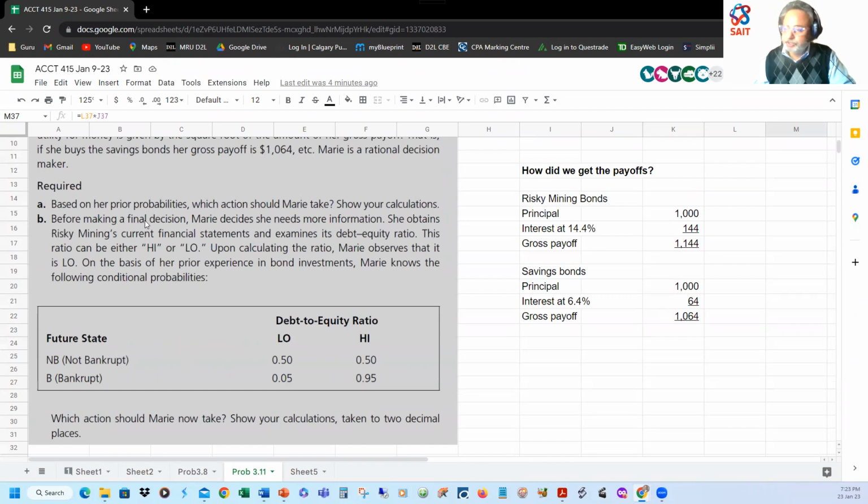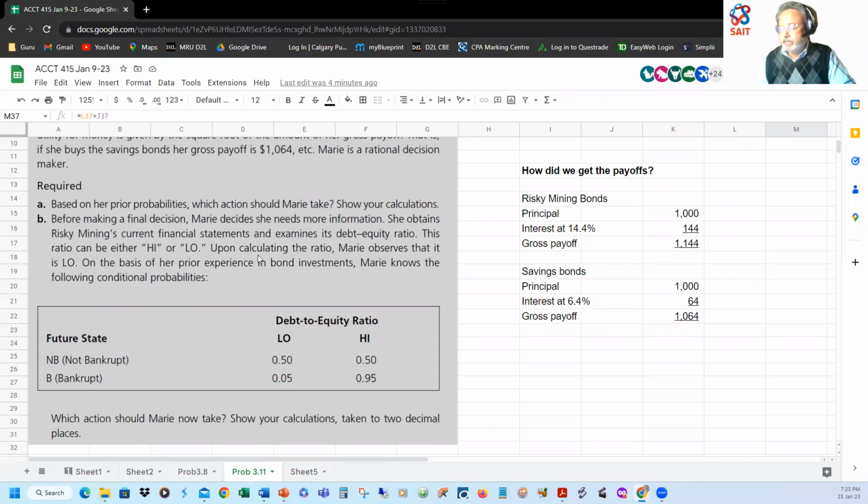Before making a final decision, Marie decides she needs more information. She obtains Risky Mining's current financial statements and examines its debt to equity ratio. Debt to equity ratio, as a reminder, is total liabilities divided by total equity. And the higher the debt to equity ratio is, the more vulnerable the company would be to possible bankruptcy, right? So you want your debt to equity ratio to be low. This ratio is either high or low. Now, what is high and what is low would depend on the interpretation of the user. So over here, it's got to be Marie's interpretation.